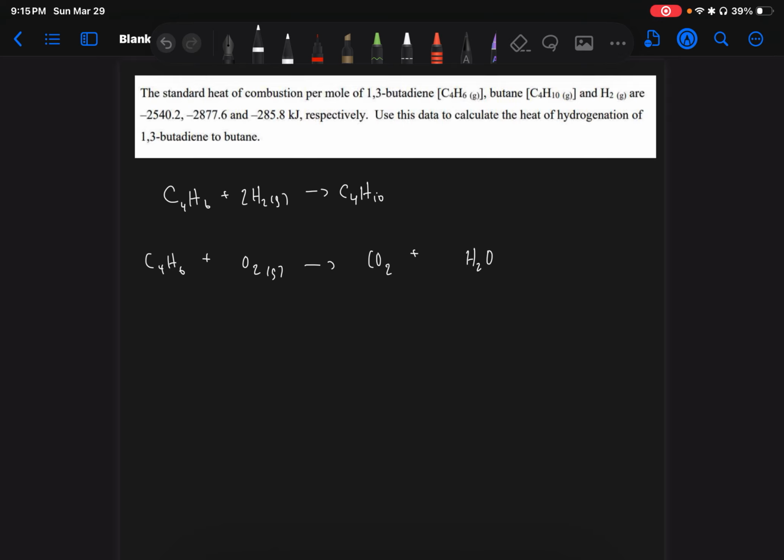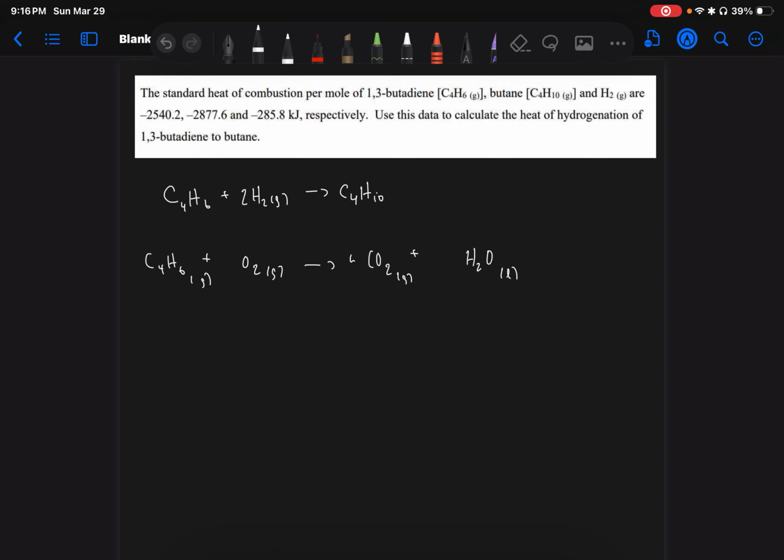H2O. Okay, so this is going to be gas. This is going to be gas. But this one apparently is liquid. I remember when I did it in class, the prof said it was liquid. I think it's because it's at 25 degrees Celsius, so it's not going to be boiling. So yeah. Okay, so now we need to balance this out.